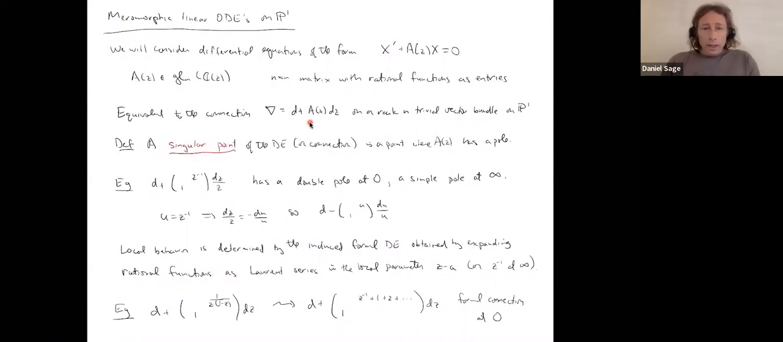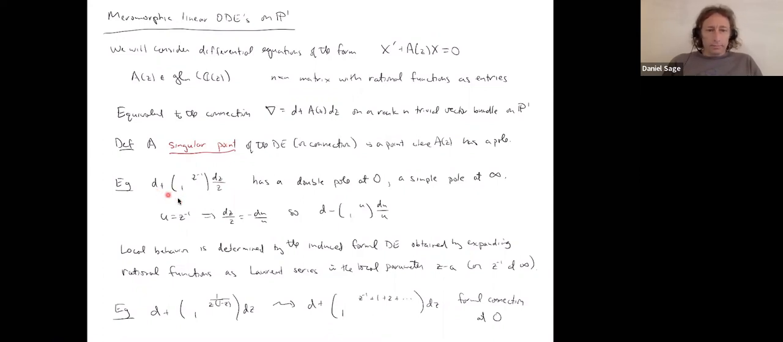All right. So what we want to do is to understand these differential equations or connections in terms of their behavior at bad points. And so what do I mean by a bad point? A bad point is a singular point, and it's simply a point where the matrix of the connection has a pole. Okay, so here's a very simple example, but it's one which, as we'll see, will turn out to be very important.